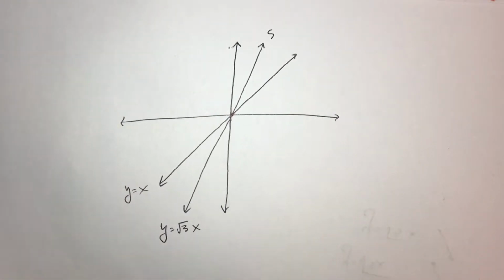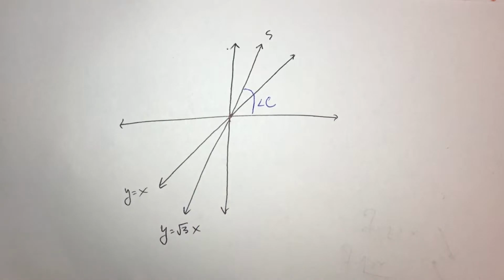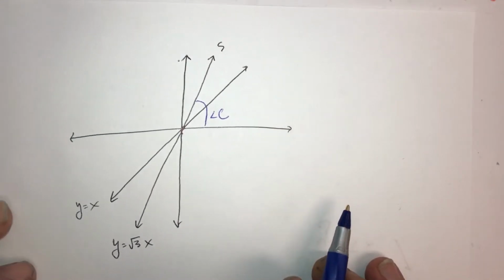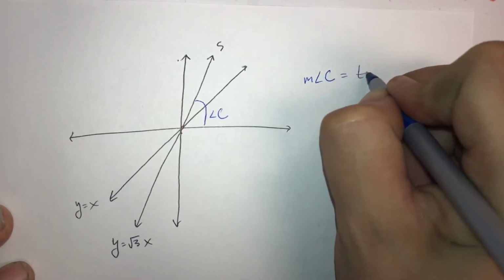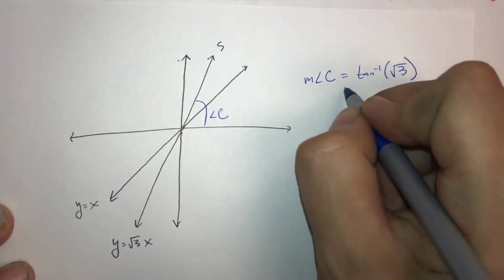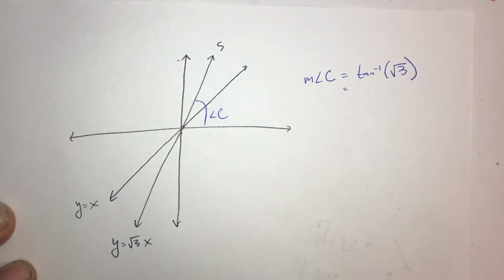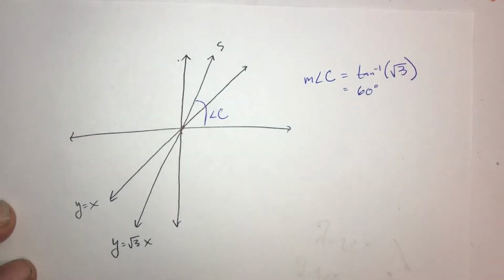Okay, so what I ask you to do next. Label the angle between the horizontal axis and line S as angle C. So here is angle C. Then use the slope of the line to find the measure of angle C. Okay, so the measure of angle C then is the tangent inverse of the slope, which is the square root of 3. And tangent inverse of the square root of 3 is 60. So this is a 60-degree angle, angle C.